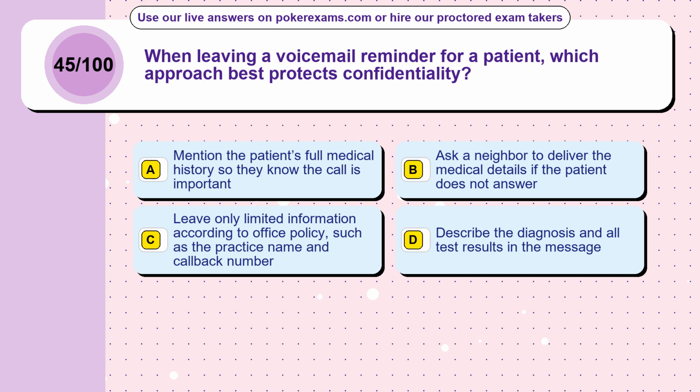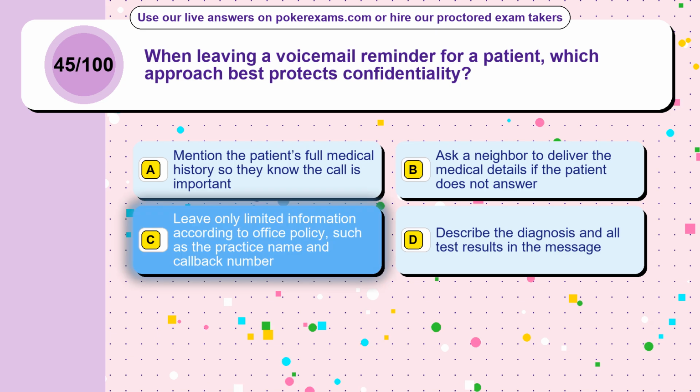Option A. Mention the patient's full medical history so they know the call is important. Option B. Ask a neighbor to deliver the medical details if the patient does not answer. Option C. Leave only limited information according to office policy, such as the practice name and callback number. Option D. Describe the diagnosis and all test results in the message. The correct answer is option C.